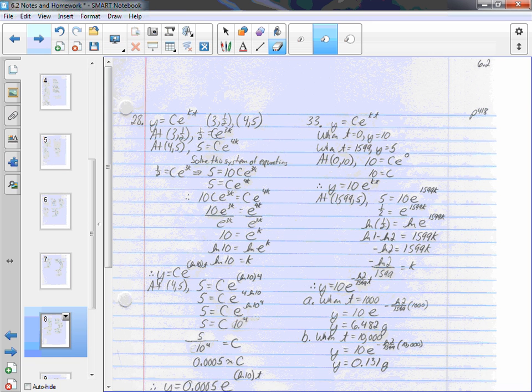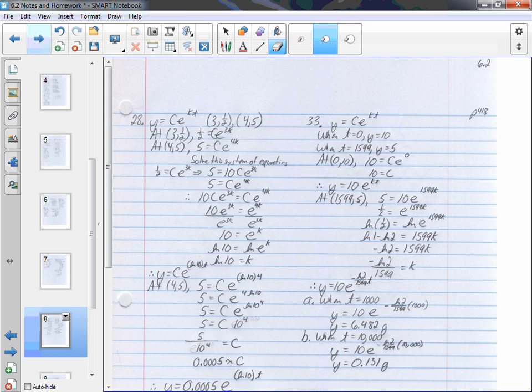And 28. All right, on 28, what's going on here? It says find the exponential function y equals c e to the kt that passes through the two given points. Our two given points are (3, 1/2) and (4, 5). So at the point (3, 1/2), put in a 3 for t and a 1/2 for y, and wouldn't it be awesome if either the c or the k went away and we solved for the other one? That'd be awesome. Didn't happen.